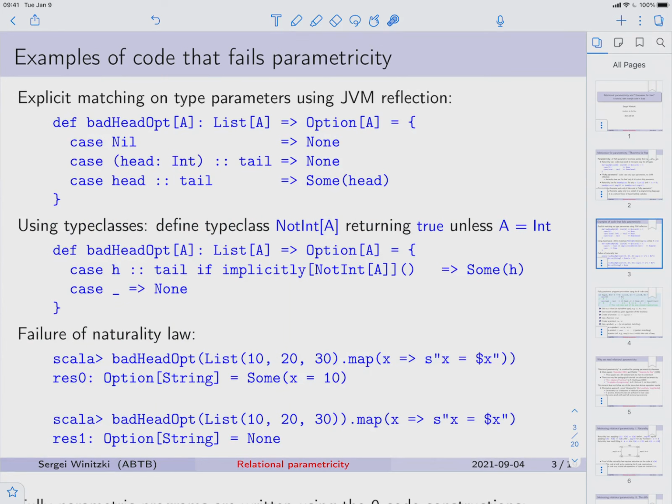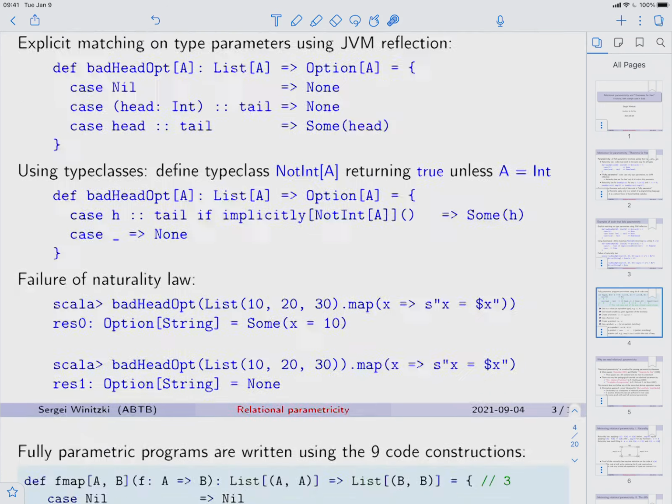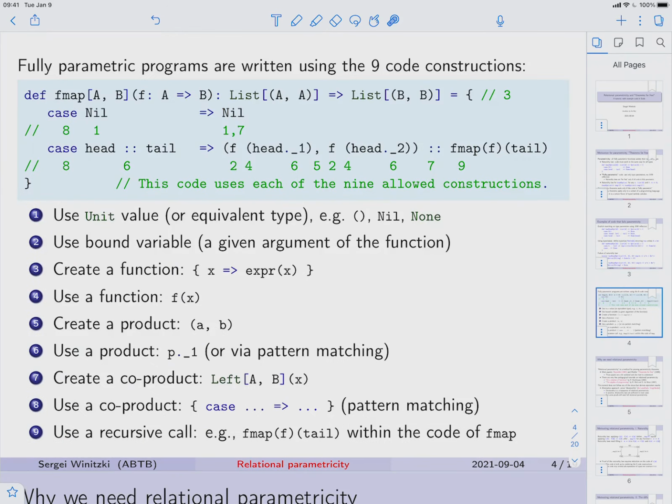So what are the constructions of the language that are allowed in fully parametric code? You can write code using nine constructions. I listed them here.